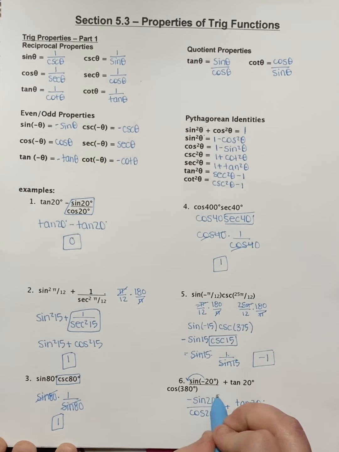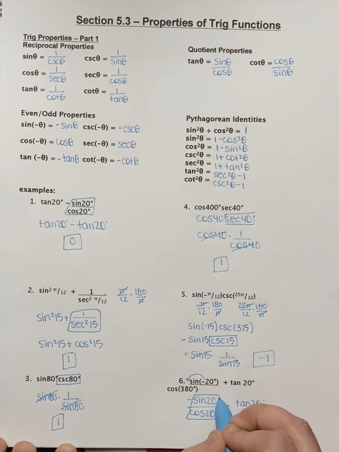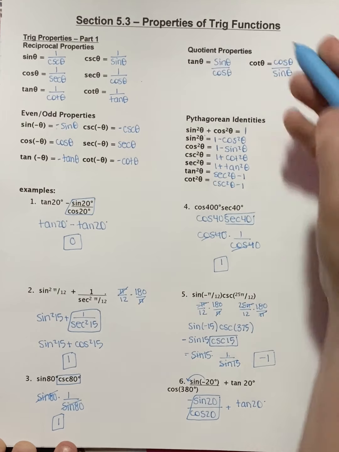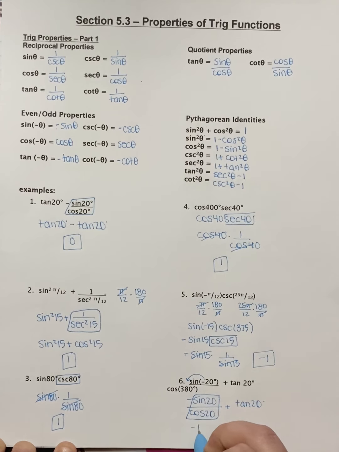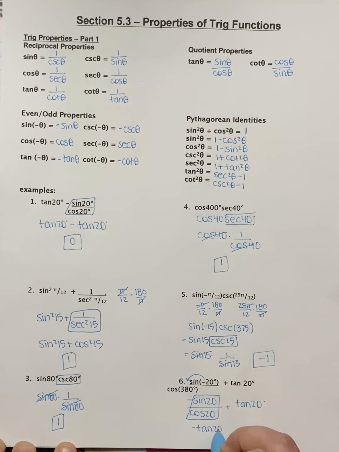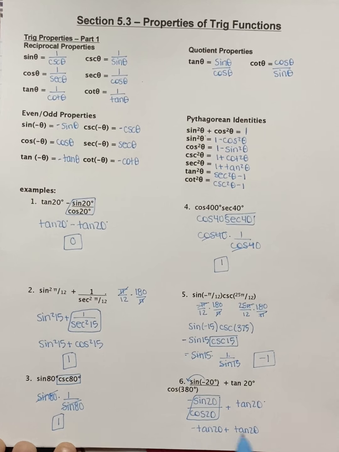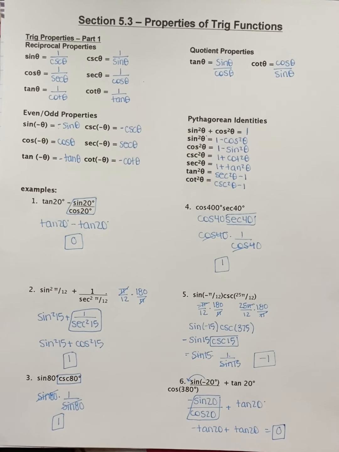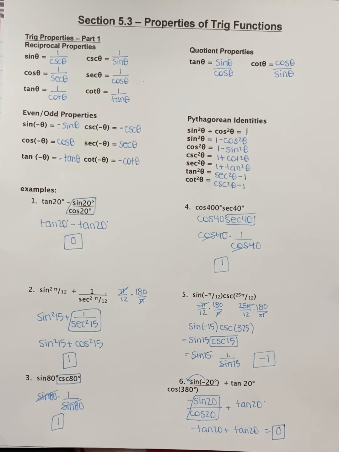All right, now let's use a property to find out what this is. Sine over cosine is the same thing as tangent. Remember the negative sign right here. So I've got negative tangent 20 plus tangent 20. And right here we've got the same thing. One's positive, one negative, so it's basically like I'm adding these two things. When I add here, I get 0. So the first part of section 5.3 was using my properties and getting used to these properties in order to simplify trig functions.